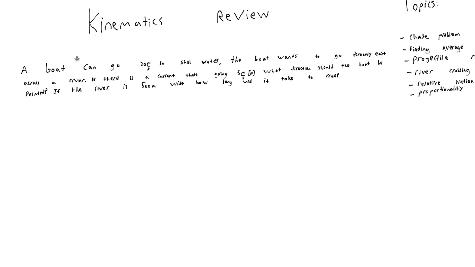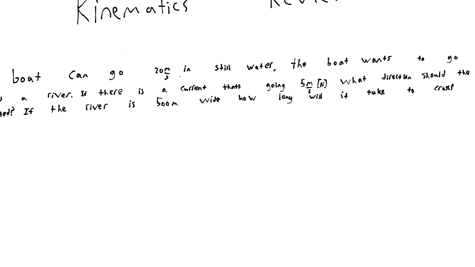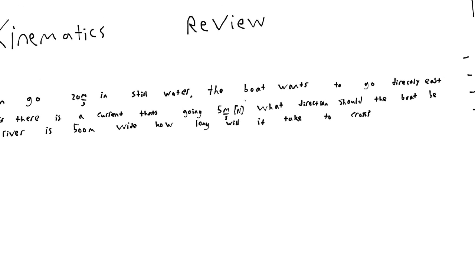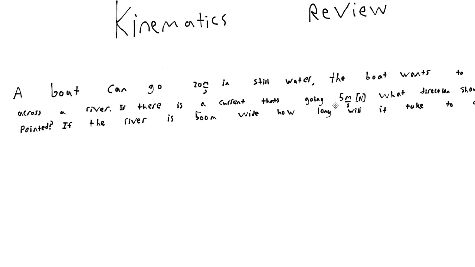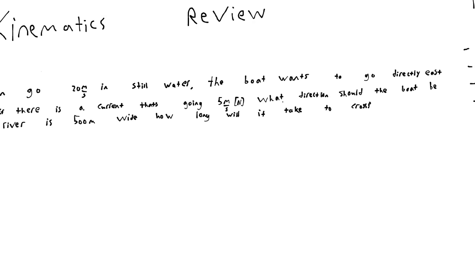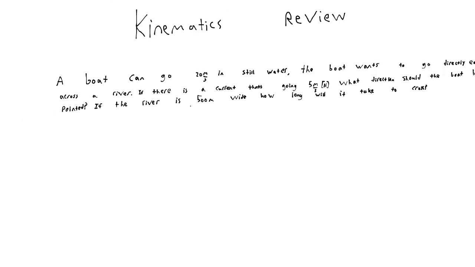Alright, here's the next problem. A boat can go 20 meters a second in still water. So that's basically its speed when the water is not moving. The boat wants to go directly east across a river. If there is a current that's going 5 meters a second north, what direction should the boat be pointed? And then there's also a second problem after that, which is if the river is 500 meters wide, how long will it take to cross?